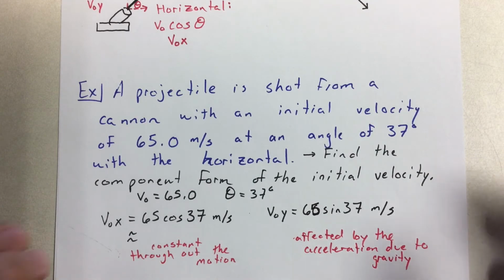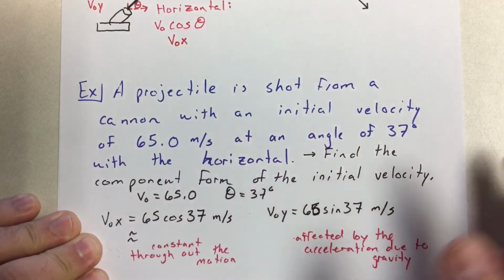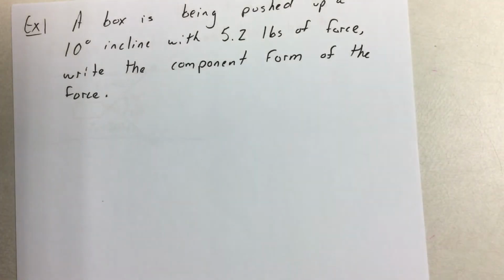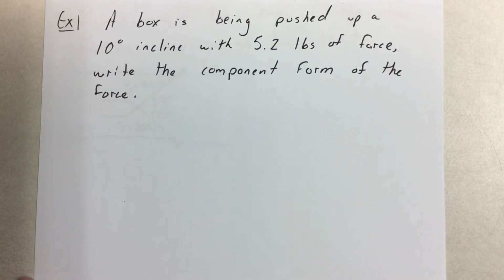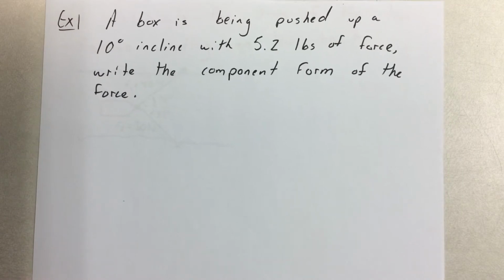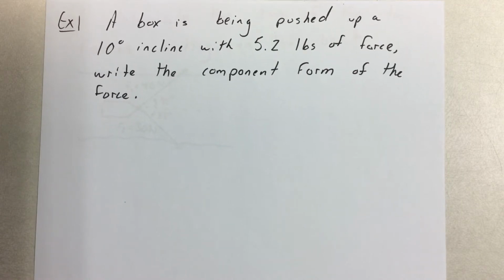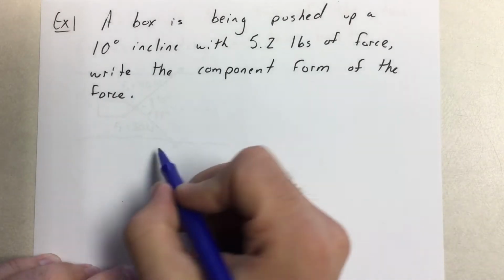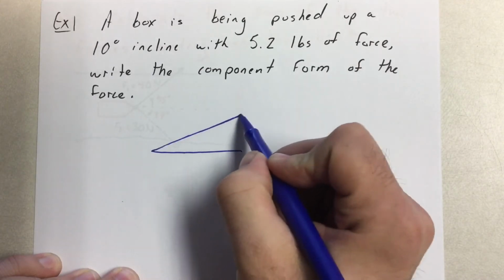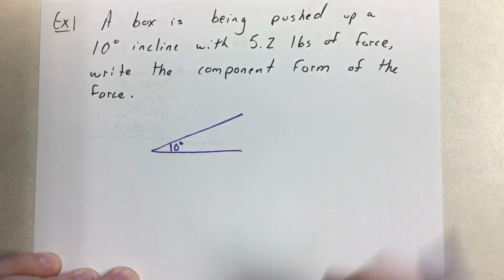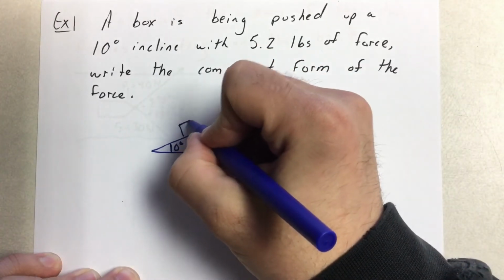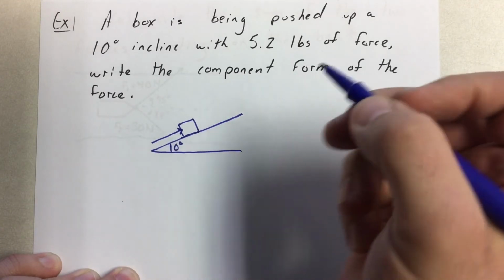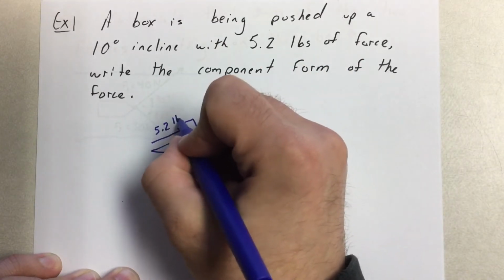Okay, so now let's try this whole idea of writing the components with another scenario. If I can turn the page, here we go. A box is being pushed up a 10-degree incline with 5.2 pounds of force. Write the component form of the force. Having a visual is always good. So we have our incline at 10 degrees. Good. So we have this box on the incline, and then we are pushing the box with 5.2 pounds of force.